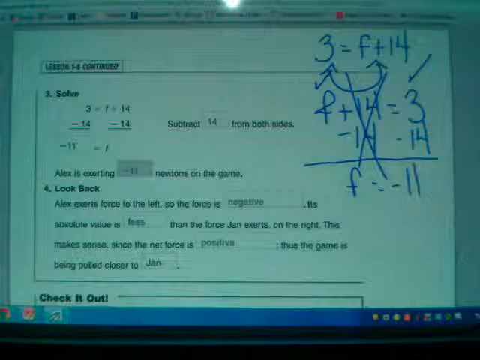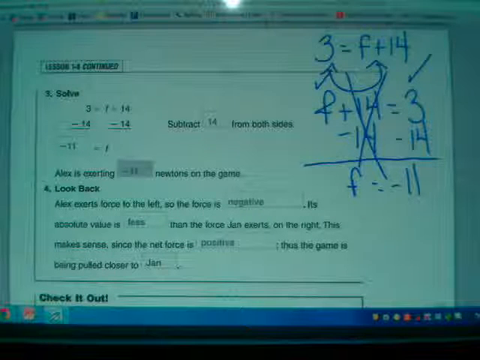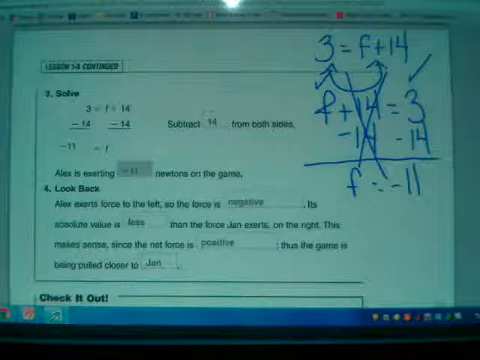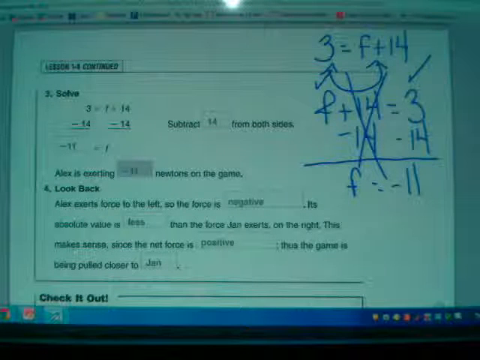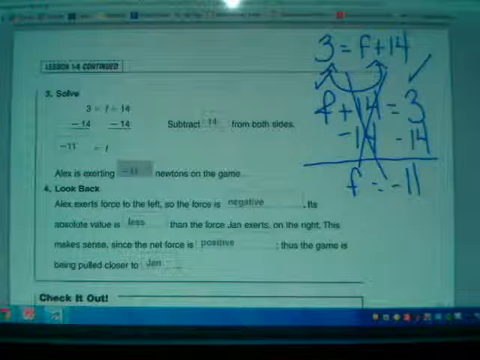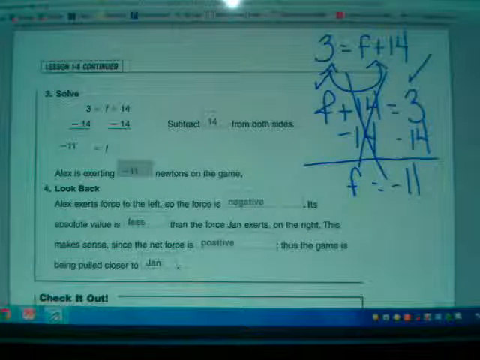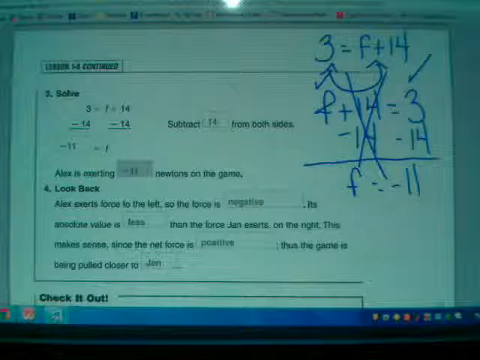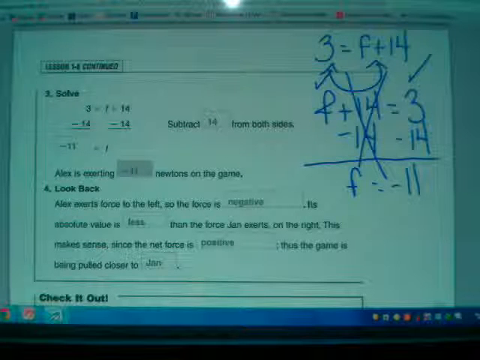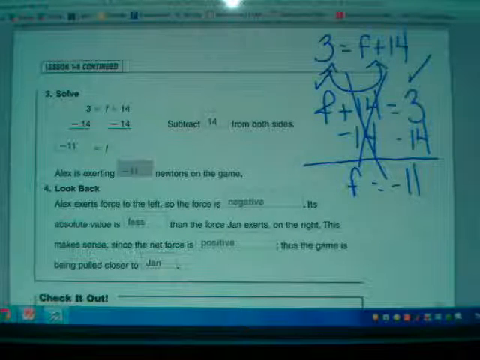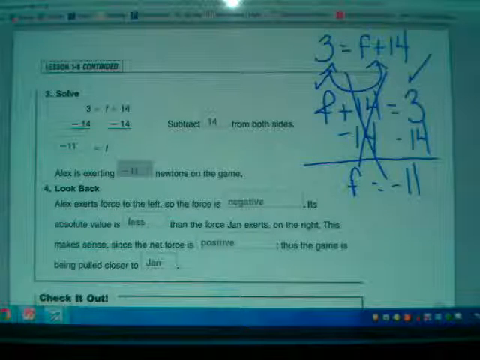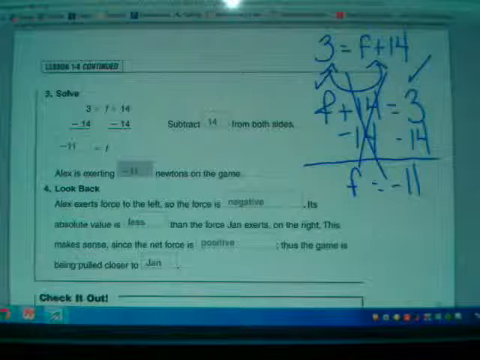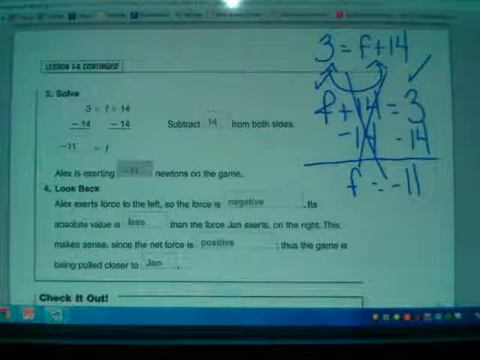Which, in context of the question, remember, the question was asking us how much force is Alex exerting. So he is exerting a force of negative 11 N, where N stands for newtons. Alex is exerting negative 11 newtons on the game. If they go back and summarize it in the fourth step there, saying Alex exerts force to the left, so the force would be negative. Its absolute value is less than what Jan exerts on the right. This makes sense since the net force is positive, thus the game is being pulled closer to Jan.